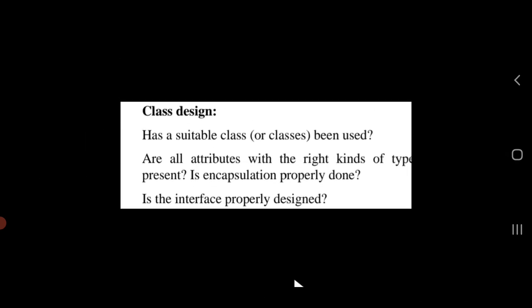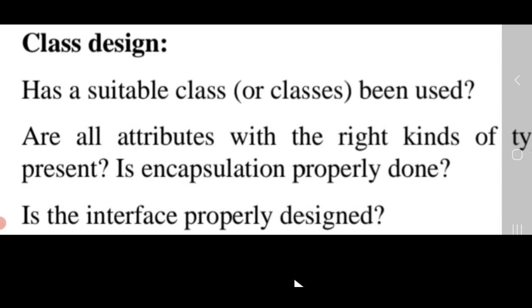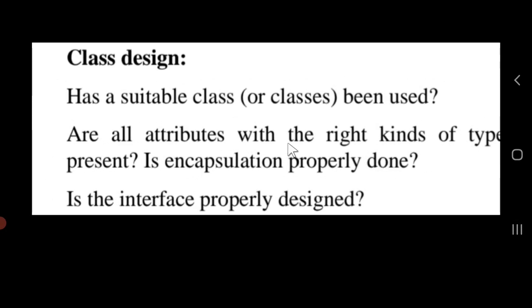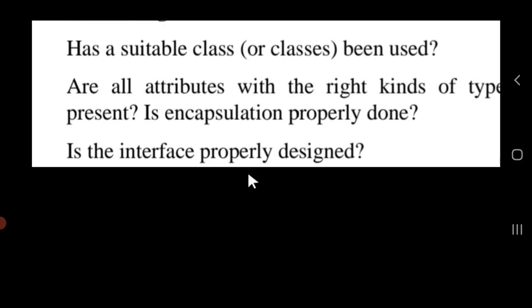Students, after that, a few important points. Whenever you design a class, a Java program is always written in the form of a class. So it must have a suitable class, meaning the name must be perfect and it must have all the required attributes with the right kinds of types. Whatever variables or data members you take, they must have a proper, suitable data type. Encapsulation properly done, that's another important point.